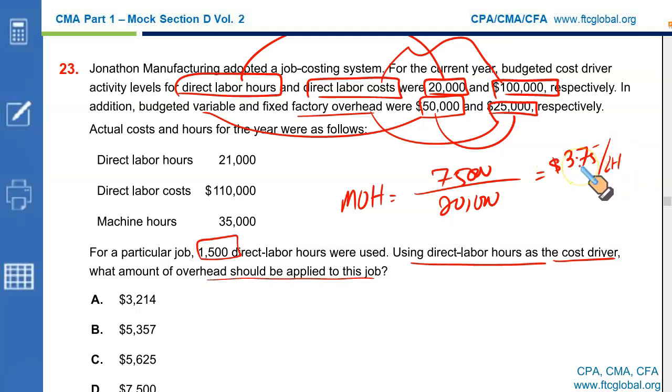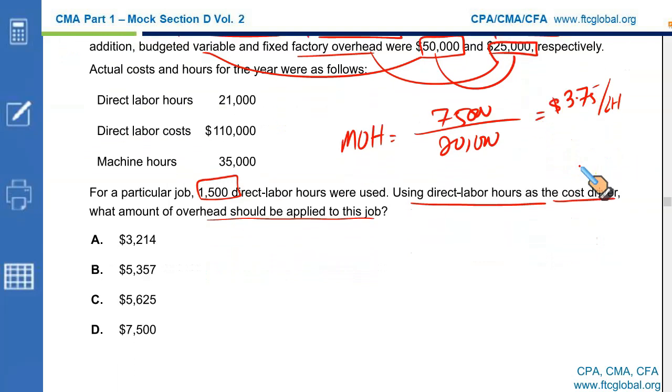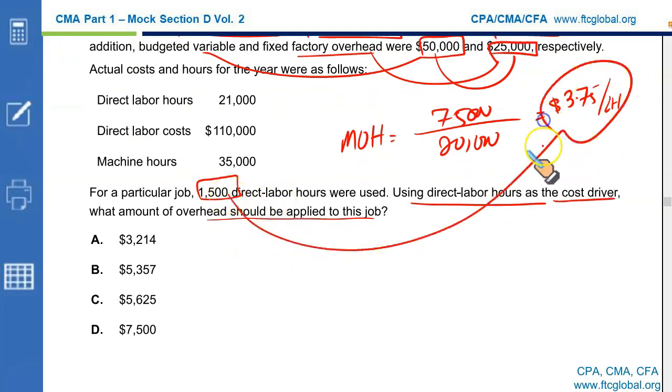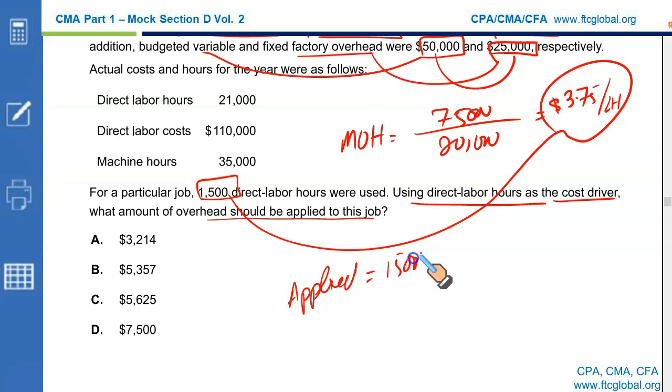That's the rate application we are going to make. It's called the overhead absorption rate, recovery rate, allocation rate, whatever you want to call it. Since this job requires 1500 labor hours, the estimated manufacturing overhead that is going to be applied for this job is going to be 1500 hours times 3.75. So it's going to be 5625. That perfectly matches with your option C.